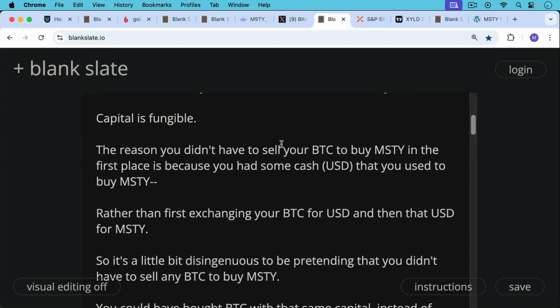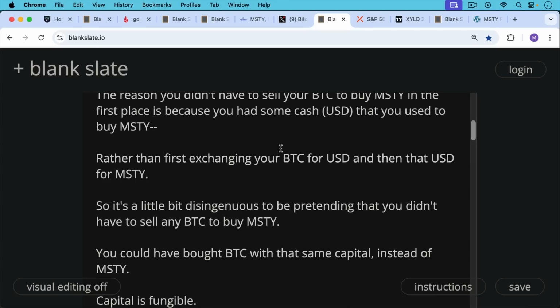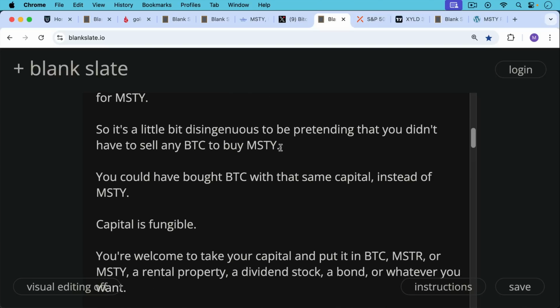So I think it's a little bit disingenuous to be pretending that you didn't have to sell any BTC to buy MSTY. This is technically true, but you could have bought BTC with that same capital instead of MSTY. Again, capital is fungible. And you're quite welcome to take your capital, to take your savings and put it in BTC, put it in Bitcoin itself. You can hold it in cold storage. You can ask someone else to hold it for you, which is more risky.